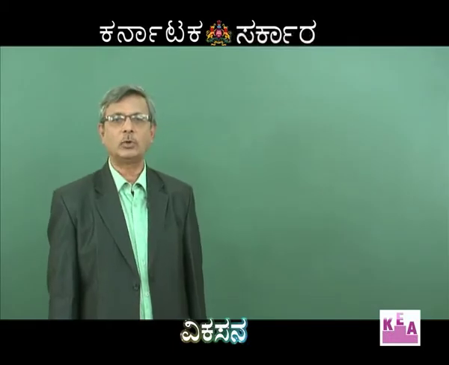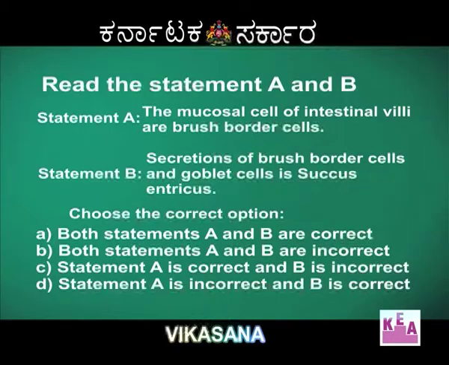Now we move on to the next question. Read the statement A and B. Statement A, the mucosal cells of intestinal villi are brush border cells. Statement B, secretion of brush border cells and goblet cells is succus entericus. Let us come to statement A. The mucosal cells of intestinal villi are brush border cells.